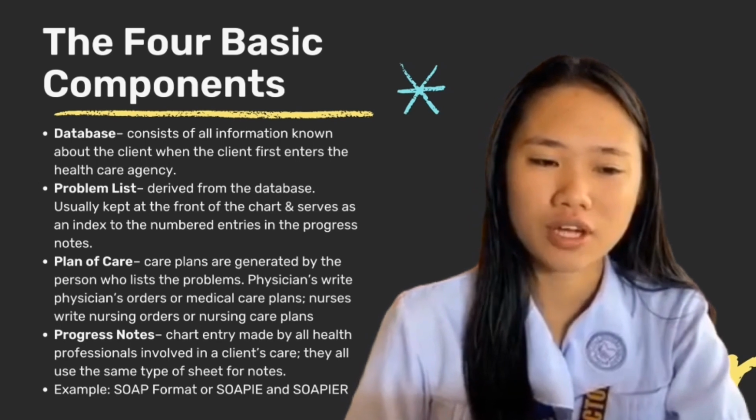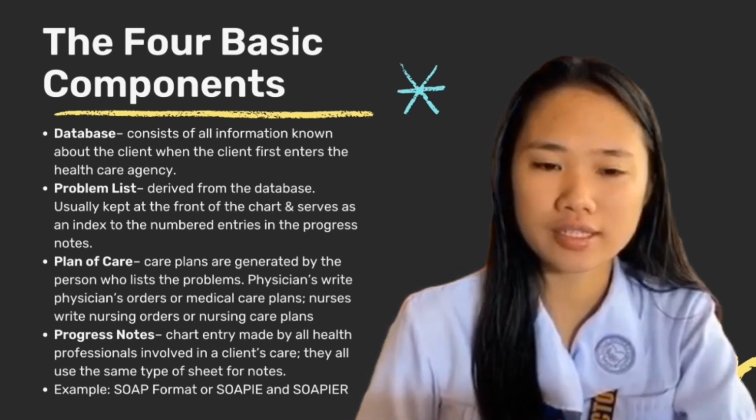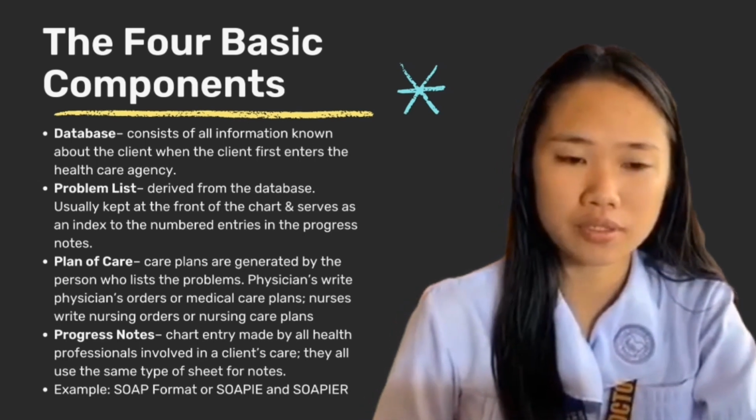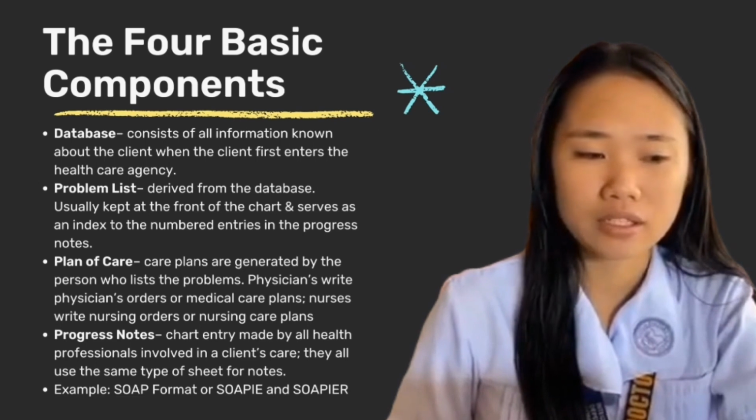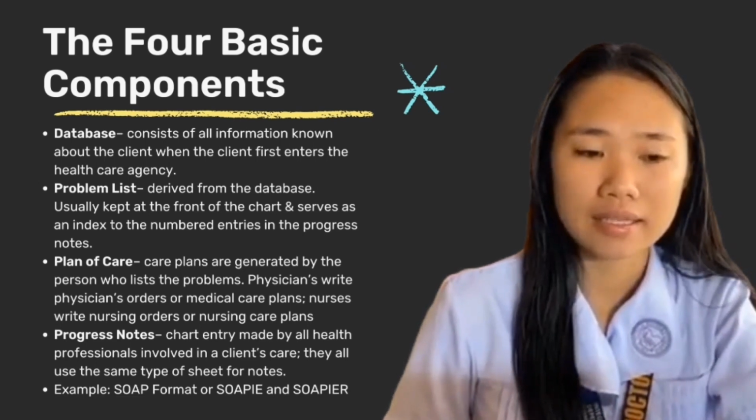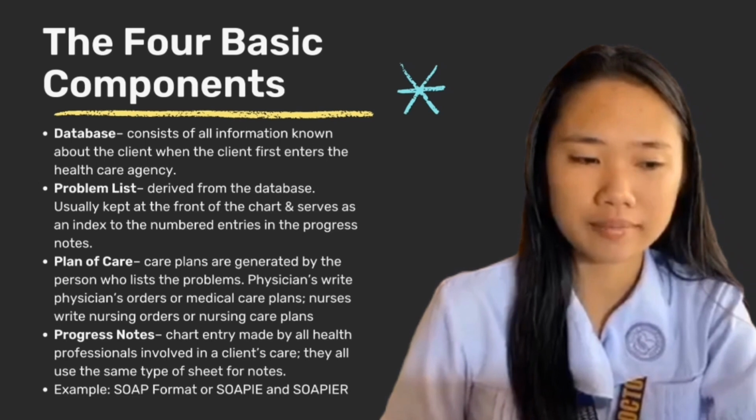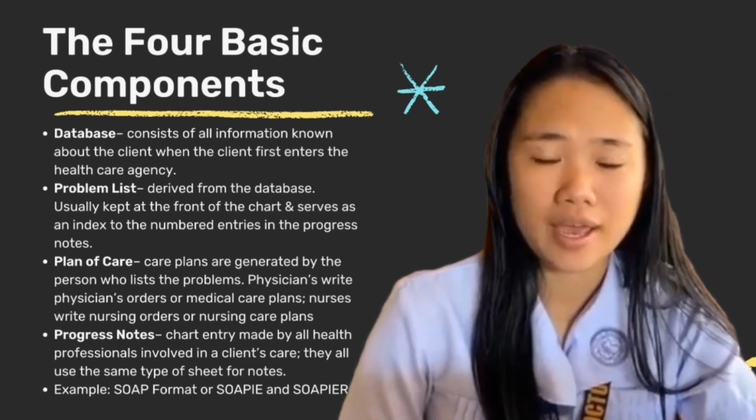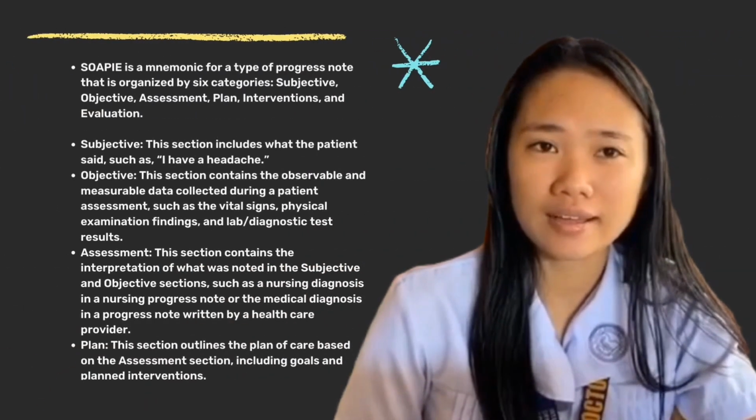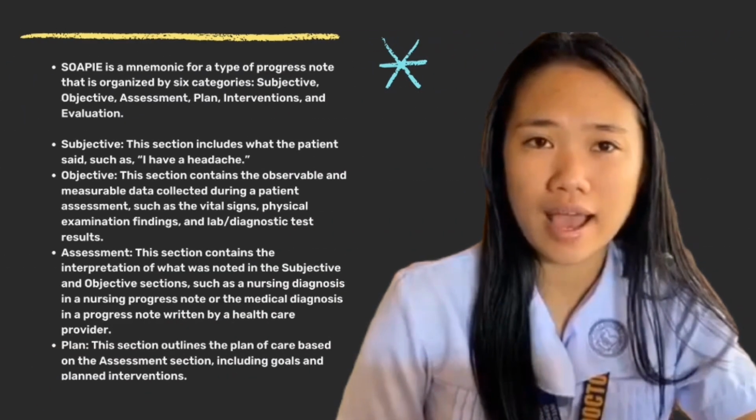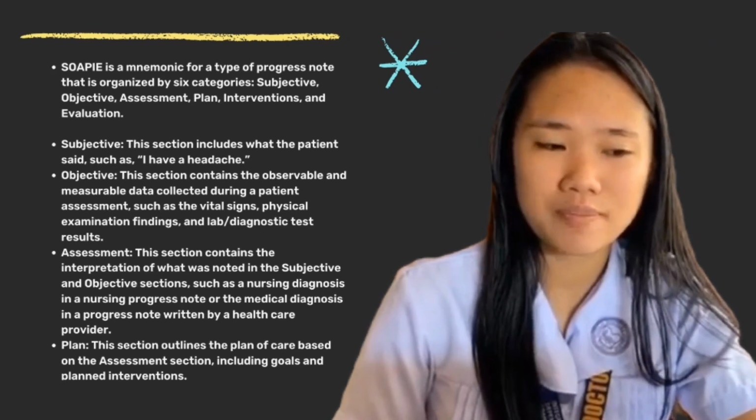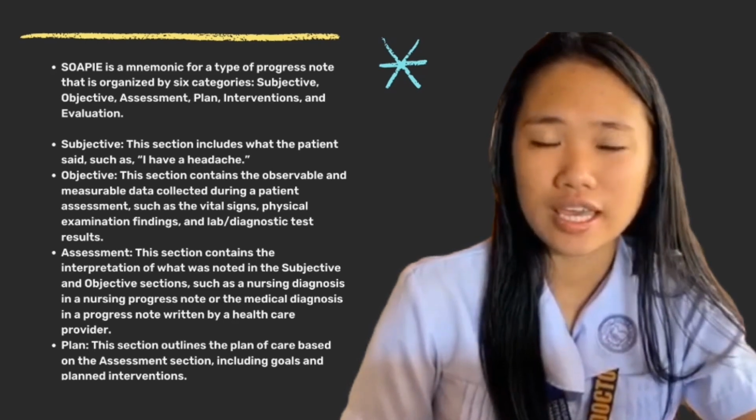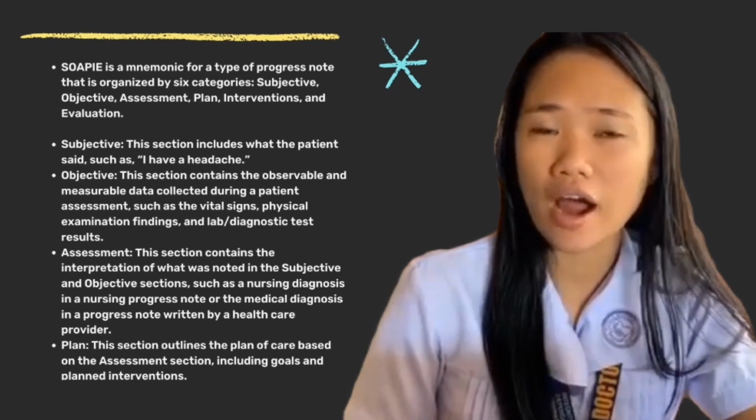Progress notes. Chart entries are made by all health professionals involved in the client's care. They all use the same type of sheet for notes. Numbered to correspond to the problems on the problem list, and may be lettered for the type of data. Example, SOAP, SOAPI, or SOAPIER. S stands for subjective data, O stands for objective data, A stands for assessment, P stands for plan, I stands for intervention, E stands for evaluation, and R stands for revision.